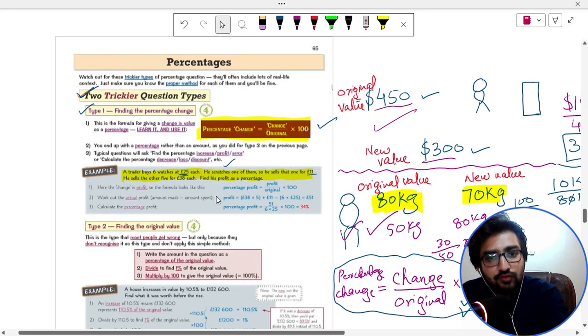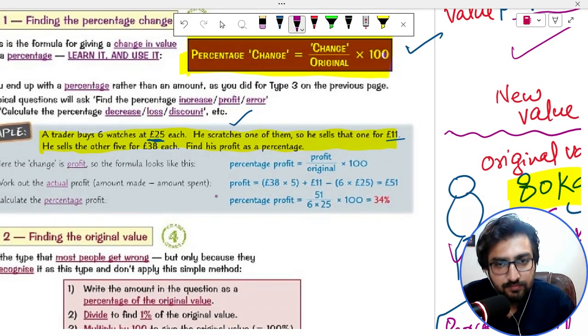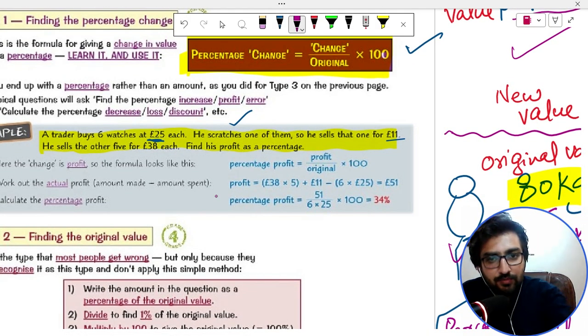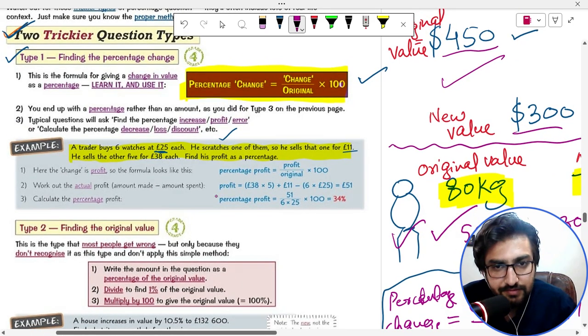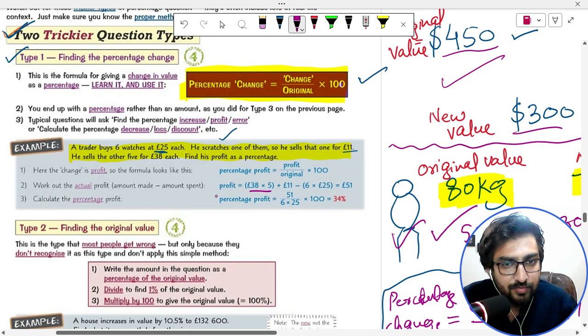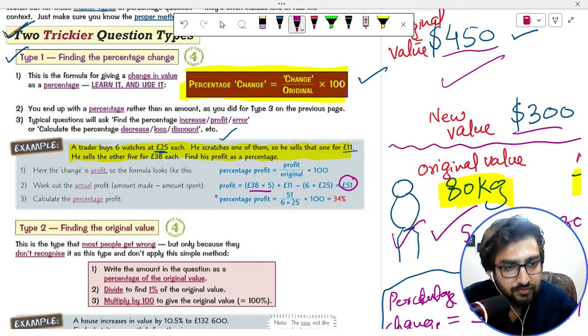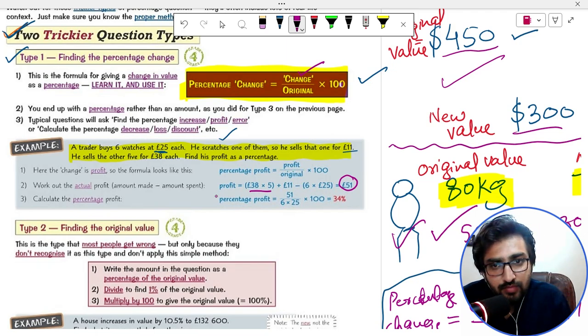And then you can see here, profit is 38 pounds times 5 plus 11 pounds minus 6 times 25. So this is his profit, 51 pounds. And then the formula: percentage profit is equal to 51, the change in the profit, right? So 51 divided by the original. What was the original price? The original price was 25 times 6. So divide by the original 25 times 6, multiply by 100, you solve it, you will get 34%.